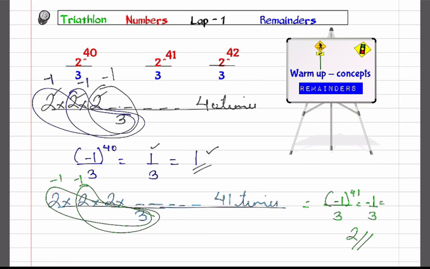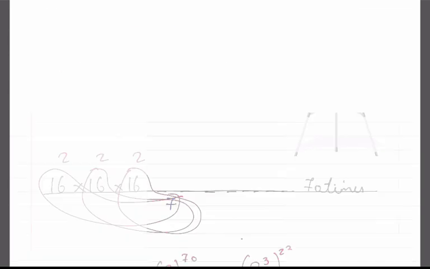What if I make it 41 instead of 40? Then what will happen? Similarly, I'll have minus 1, but now the minus 1 is multiplied 41 times. Minus 1 multiplied 41 times, or an odd number of times, will give me minus 1. Minus 1 divided by 3. But as we have learned, negative remainder can never be an answer. It's just a concept to solve the problem quickly. So to get the positive remainder, I'll add minus 1 plus 3, which is nothing but 2. And that is my final answer here. Let's move on to the next.